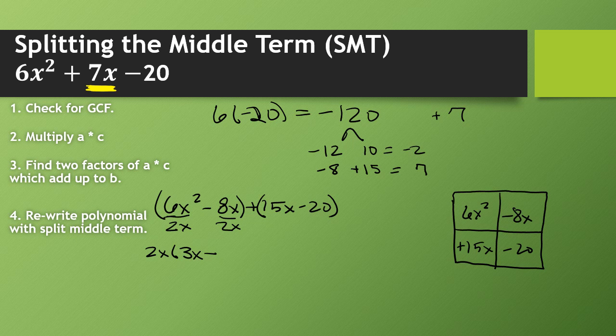8x over 2x reduces down to 4. Now if I look at 15x and 20, they both have a 5 in common. So I'm going to GCF out a 5, and I am left with 3x minus 4.